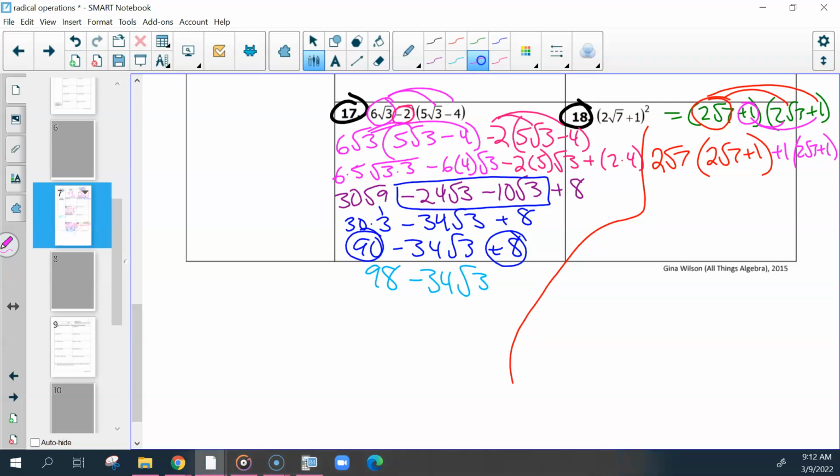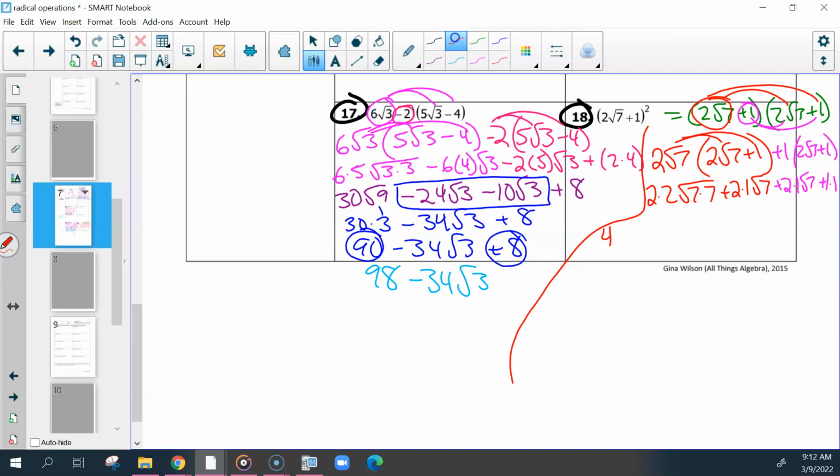And then we can start distributing. We have 2 times 2. Underneath we have 7 times 7 plus 2 times 1 times the square root of 7. And again, I'm just writing it all out. If you would rather just go ahead and start simplifying, that's fine. Plus 2 times 1 times the square root of 7 plus 1 times 1. And then you can start multiplying everything out.